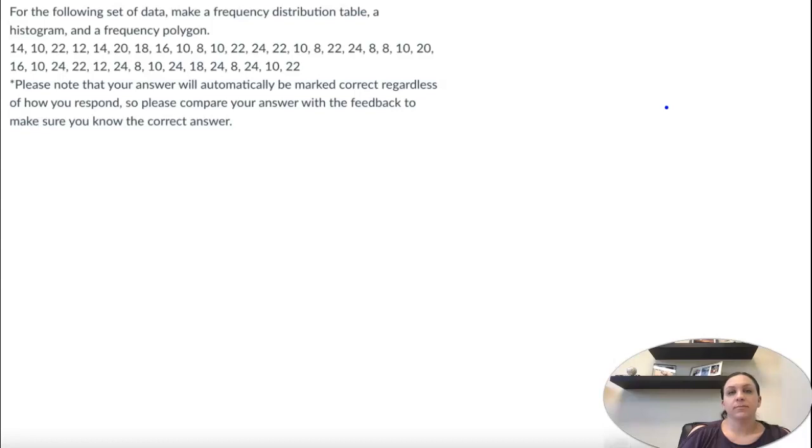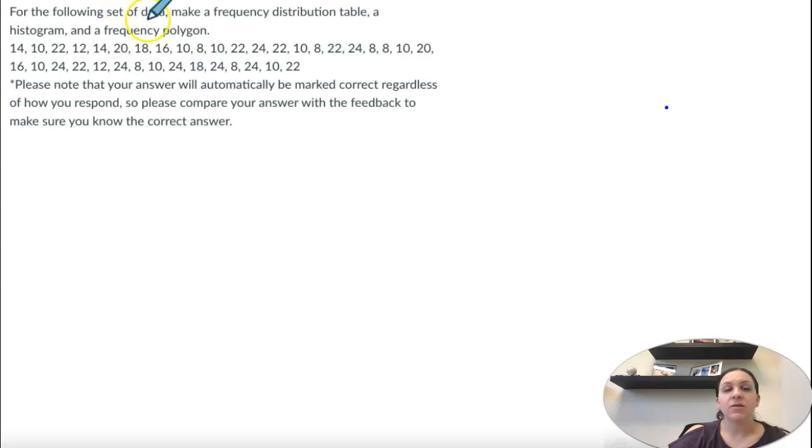Okay, this section we're talking about ways to show statistics. So we're going to make a histogram and a frequency table with all these numbers. It says on all your questions, please note that your answer will be automatically marked correct regardless of how you respond. So compare your answer with the feedback to make sure you know the correct answer. On the test, you're going to have to submit a picture of your work, but for this, you're just practicing and then looking at the feedback.